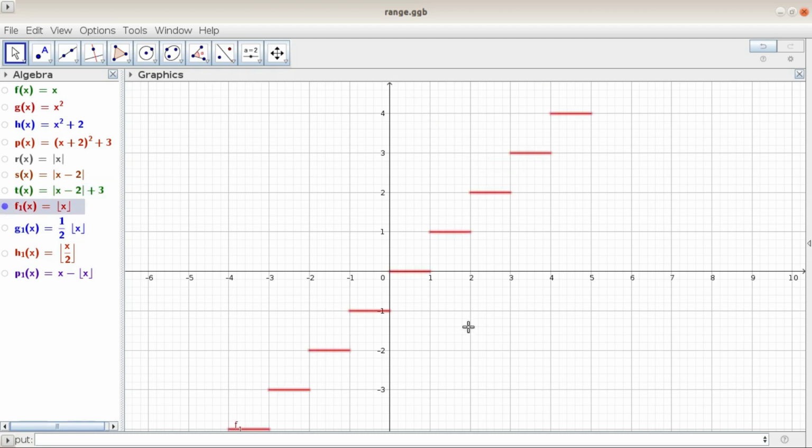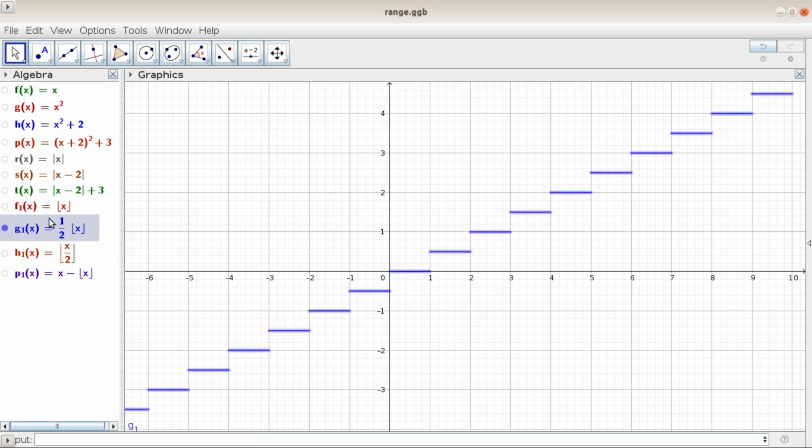Floor x, here domain is R and y value, here the y value is 0, and in this case here y value is 1, here y value is 2, and here y value is minus 1, here y value is minus 2. So y takes only integers. So range of this function is set of all integers. Domain is R, range is set of all integers.